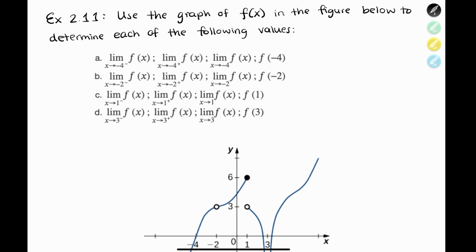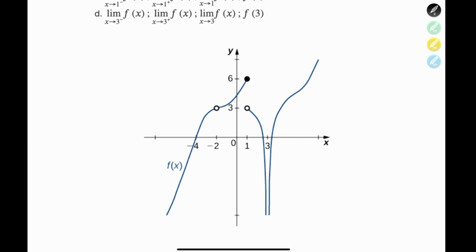Now let's look at the last example problem of section 2.2, example 2.11. Reading it, it says, use the graph of f of x in the figure below to determine each of the following values. Let's look at this figure over here. We can see that it goes up to negative 4, then it goes up to negative 6, and then it breaks, and from 3 we go down to negative infinity, and then we go up to 3, close to 3, and then we go all the way up.